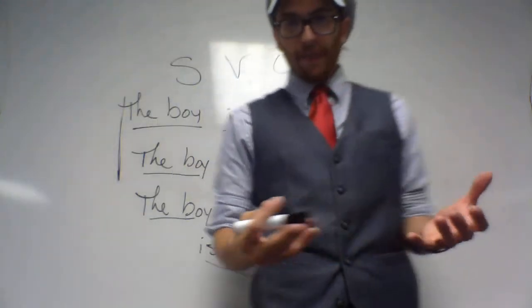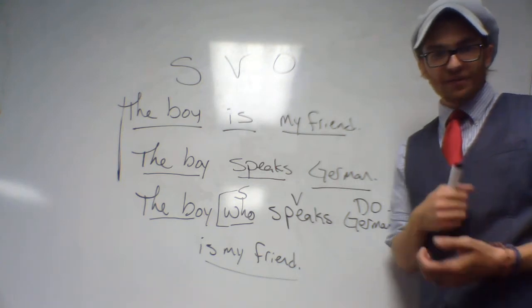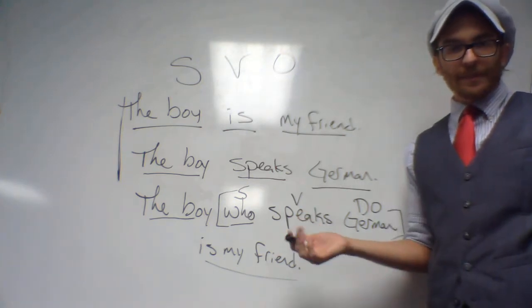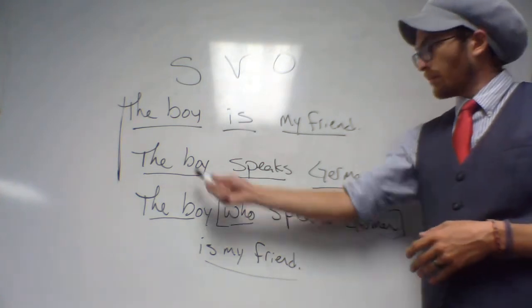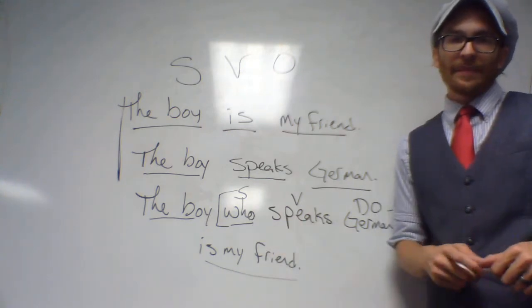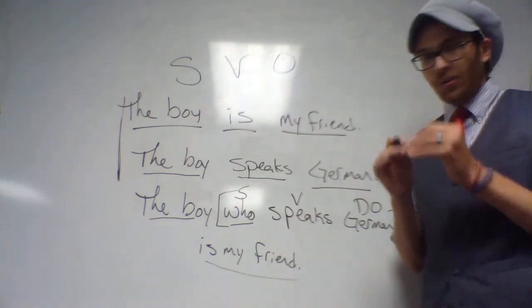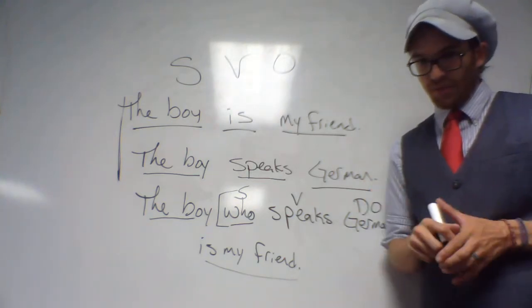So what is this word here, who? How is it working? Well, we call it the relative pronoun. Okay, we call it the relative pronoun. What do pronouns do? They replace nouns. So he could replace the boy just as easily as who replaces the boy. The difference is that who is the relative pronoun. He is not a relative pronoun.